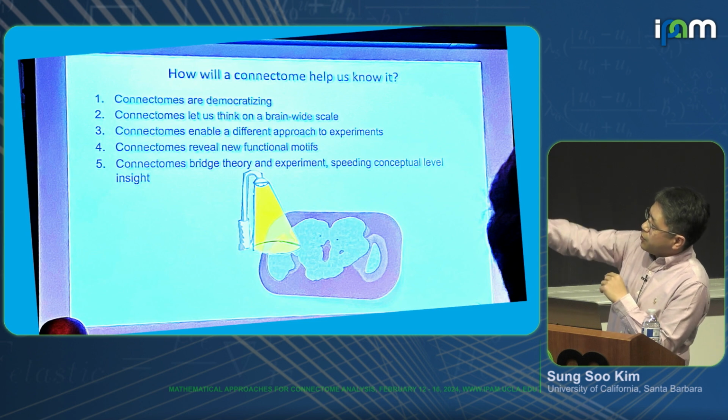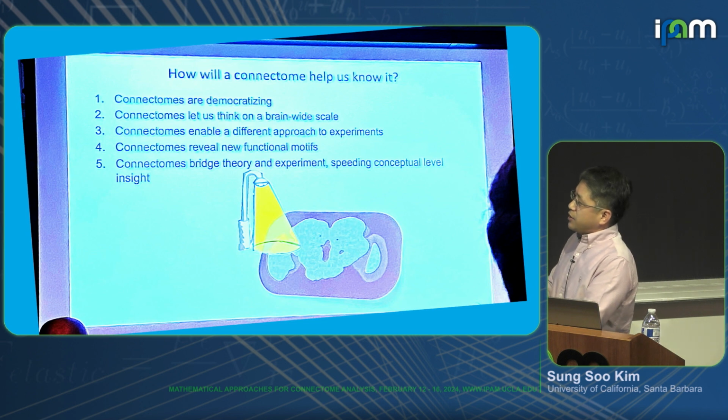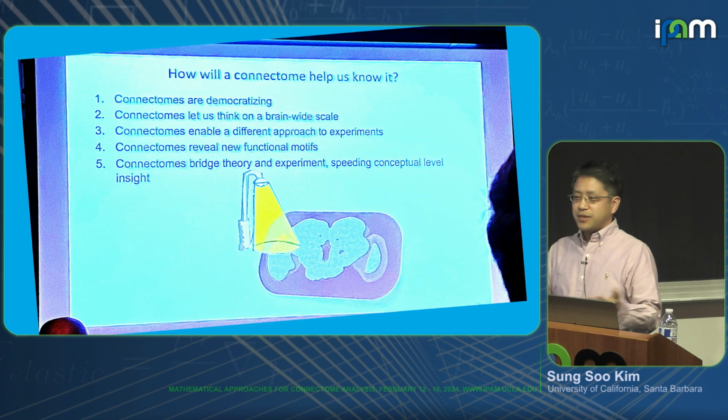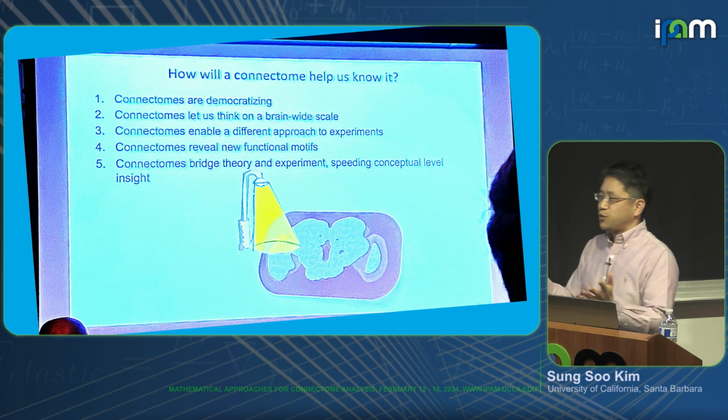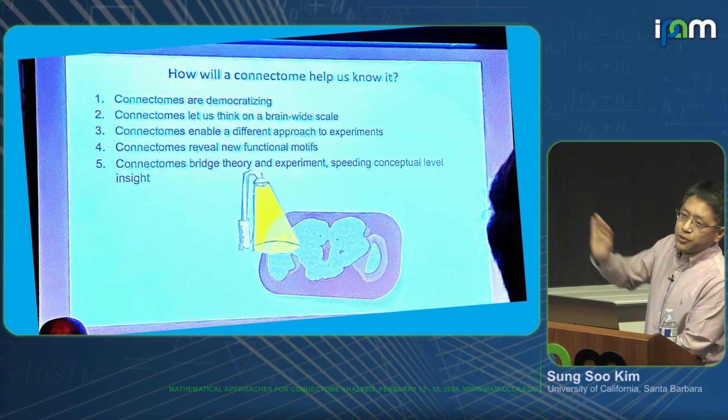And the fourth one, connectomes reveal new functional motifs. I would say rather than new, many functional motifs, because computational neuroscientists are smart enough to figure out most of the small motifs already. And you saw a lot of examples in this conference.